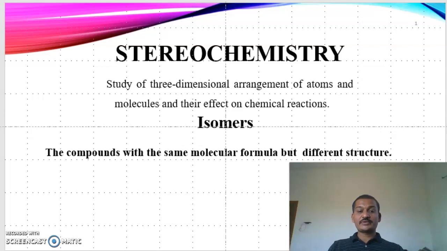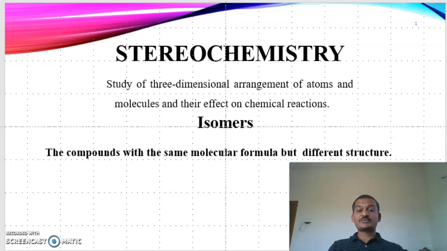Stereochemistry is the branch of chemistry which deals with the three-dimensional arrangement of the atoms and molecules and their effect on the chemical reaction. It is called stereochemistry. One basic important term in stereochemistry is isomers.